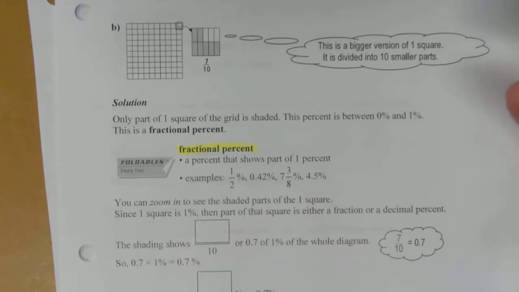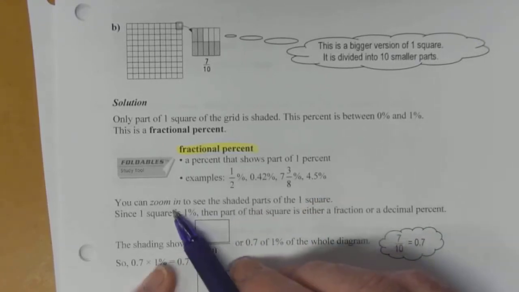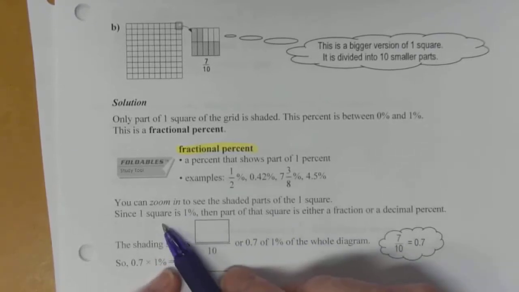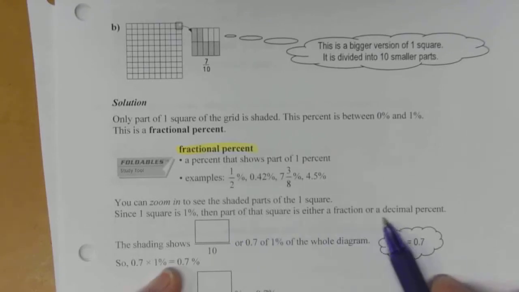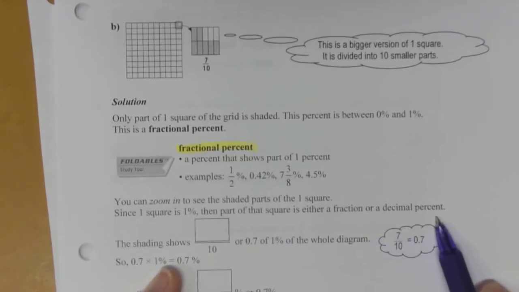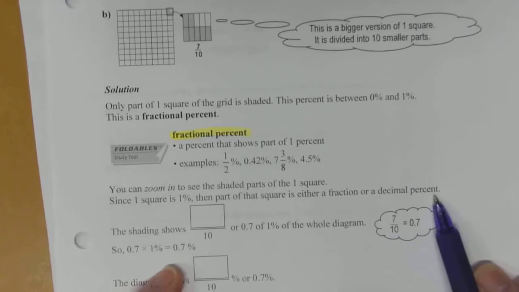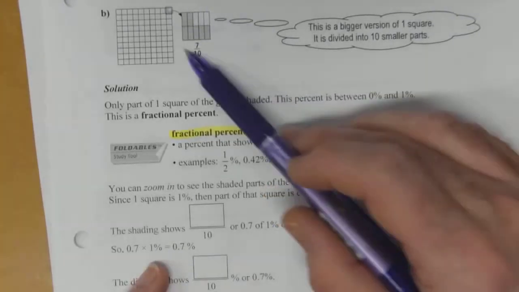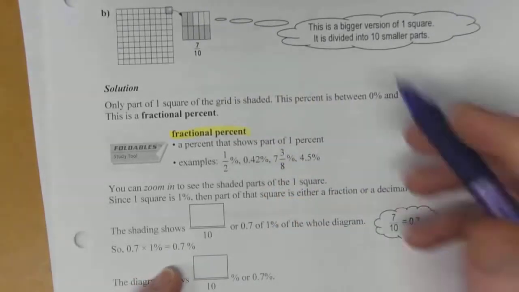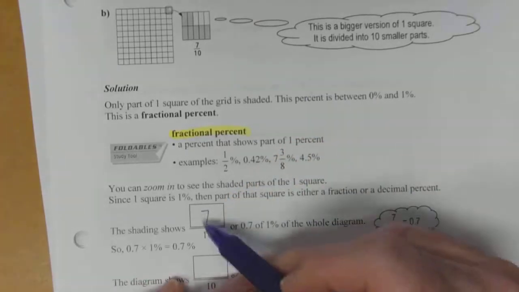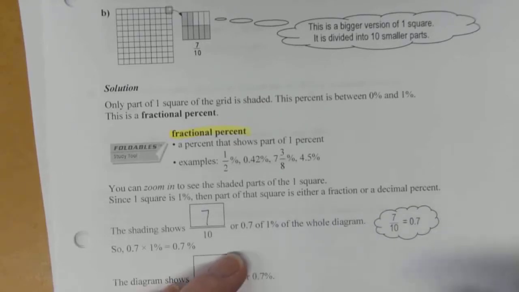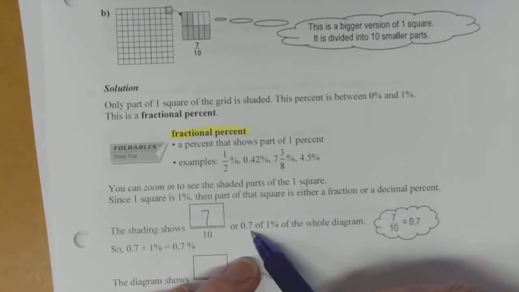In order to see the fractional percent, you need to zoom in to see the shaded parts of one square. Since one square is 1%, part of that square is either a fraction or a decimal percent. In fractions and decimals, we can use either of them, and we can find equivalencies so that you actually have both. So the shading here shows 7 out of 10 shaded. Well, 7 over 10 as a decimal, just divide that on your calculator, 7 divided by 10, as a decimal is 0.7.